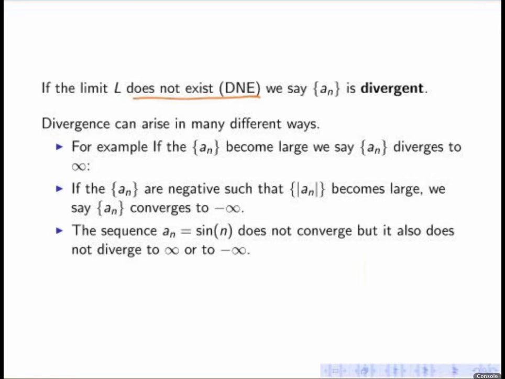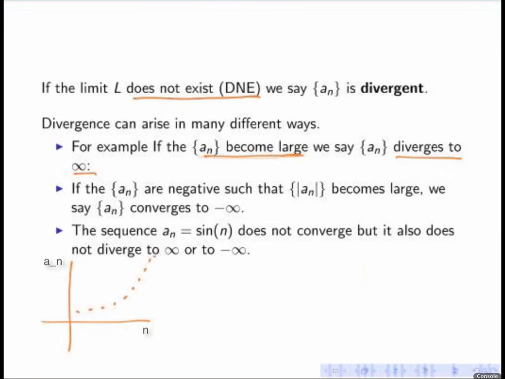Now divergence can arise in many different ways, and we have seen a few ways already. So one way would be, let me sketch this here. If you have a sequence of values which really grows and grows and doesn't stop growing, so the a_n become very, very large, then we say the sequence diverges to infinity. So right here.